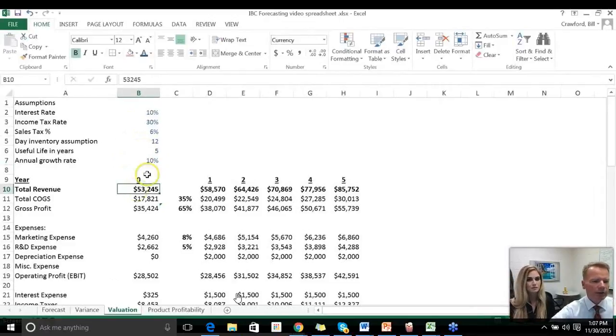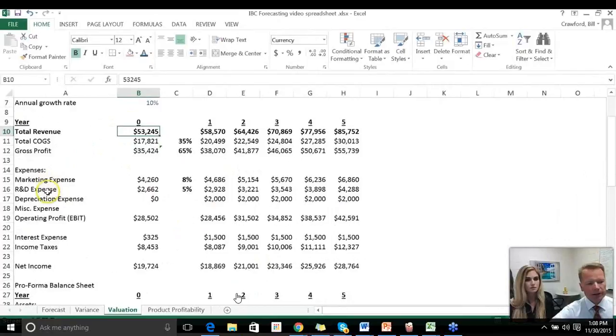So we're going to assume year 0. These are actual numbers. And we've got an income statement: revenue, cost of goods sold, gross profit. Those should be familiar to you. Our expenses: marketing, R&D, depreciation, miscellaneous, also familiar. And an operating profit. We're not going to cover how to get to those things. Those are done in a previous tutorial.